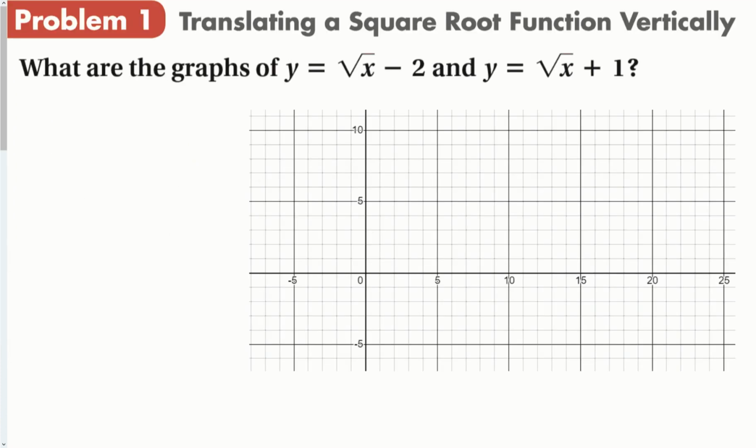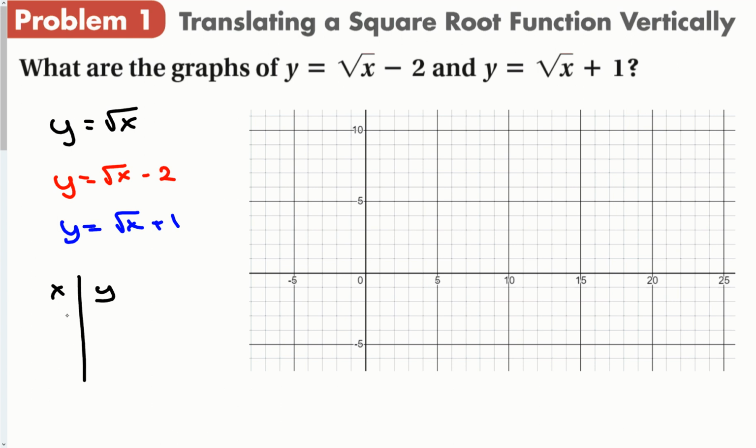So let's take a look at first the parent function. And then we'll look at this function, the square root of x minus 2. And then we'll look at the square root of x plus 1. All right, so parent function. You're not sure what the function looks like? Make a table. And again, we cannot plug -1 into this function because this gives us something that is undefined. So the only number that we can start with here is 0. And if we take the square root of 0, we get 0.